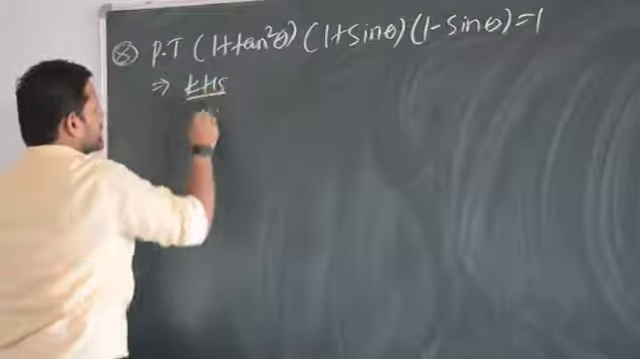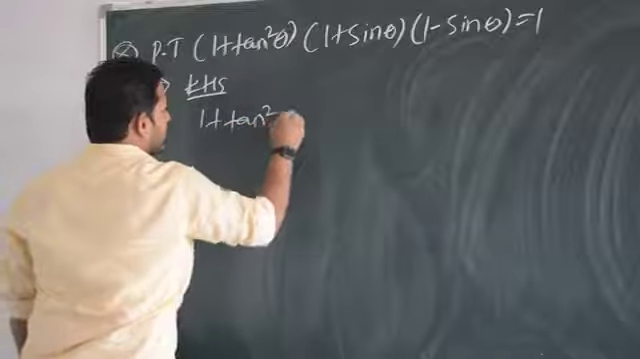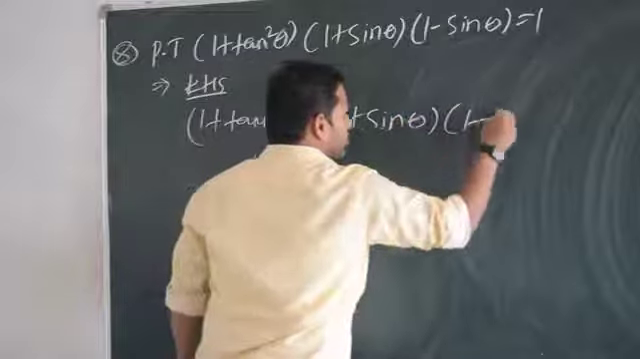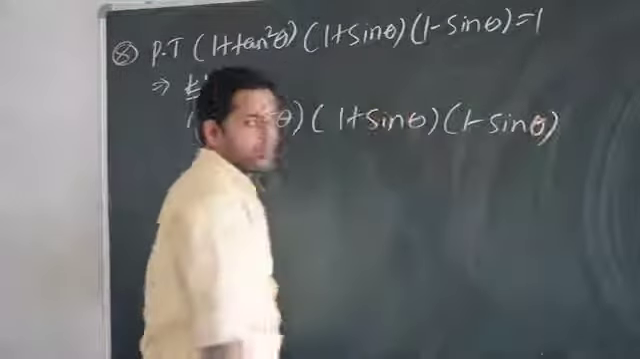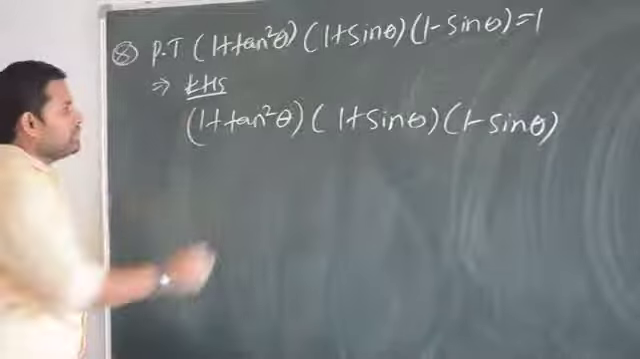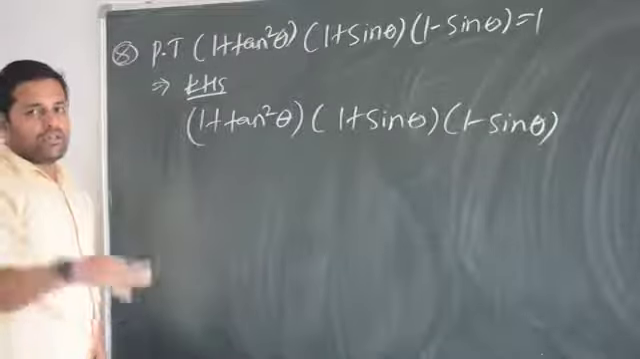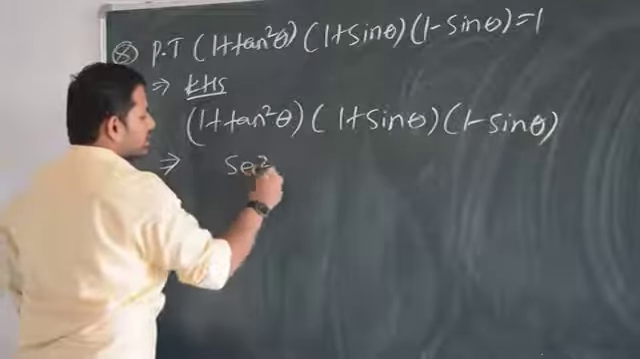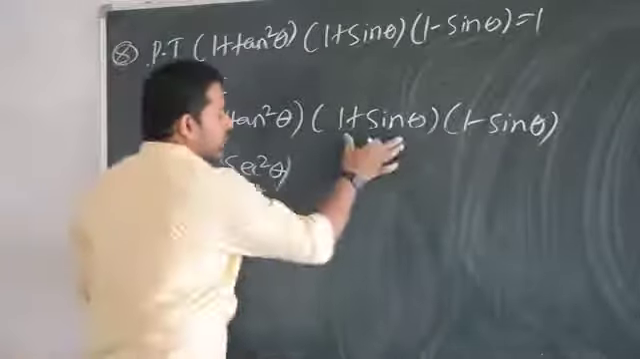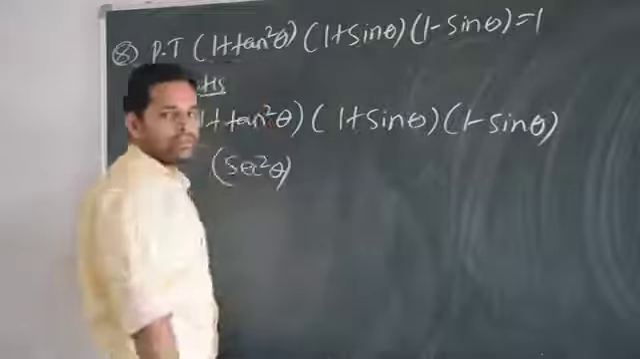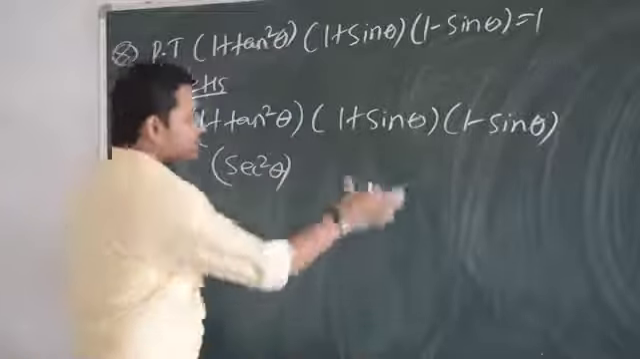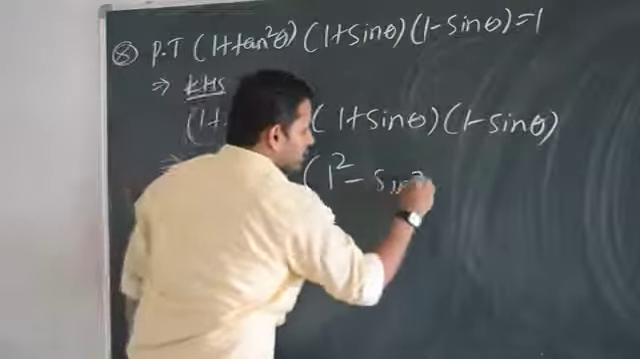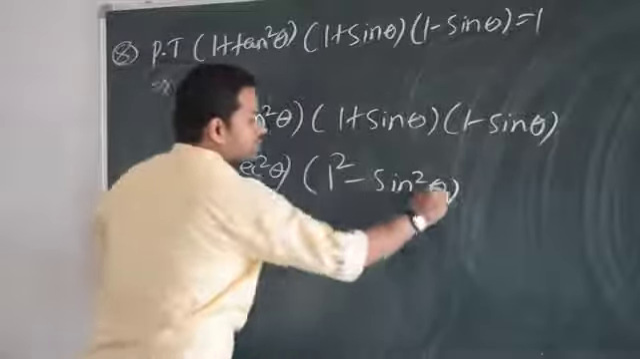LHS, what is LHS? 1 plus tan square theta into 1 plus sin theta into 1 minus sin theta. This is how you have to make an approach. Whenever you are solving in the exam, you take LHS and try to prove it equal to RHS. Now 1 plus tan square theta can be written as secant square theta. Very simple. Next, 1 plus sin theta into 1 minus sin theta is of the form a plus b into a minus b. A plus b into a minus b becomes a square minus b square. Done.